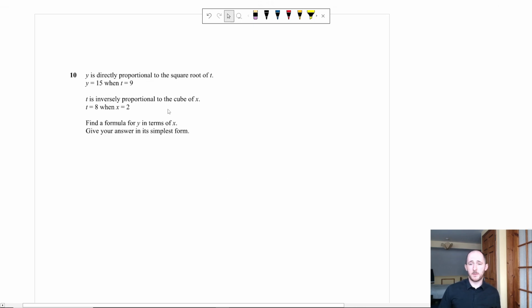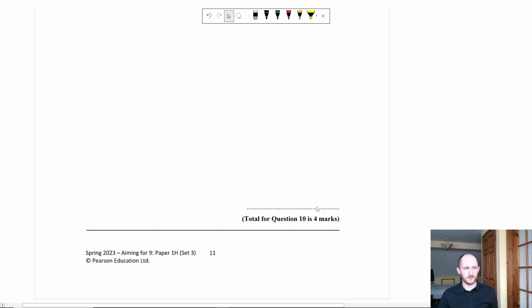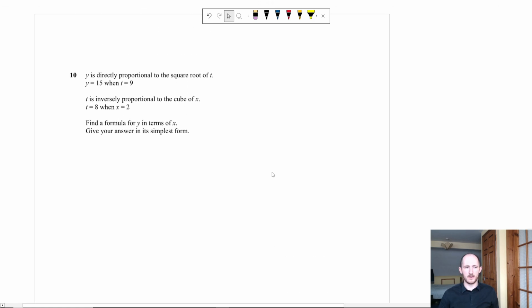Okay, so these proportionality questions, people do tend to find them quite tricky. So y is directly proportional to the square root of t, and t is inversely proportional to the cube of x. If we look here, it's a 4-mark question. So what we're going to do here is write out the information.